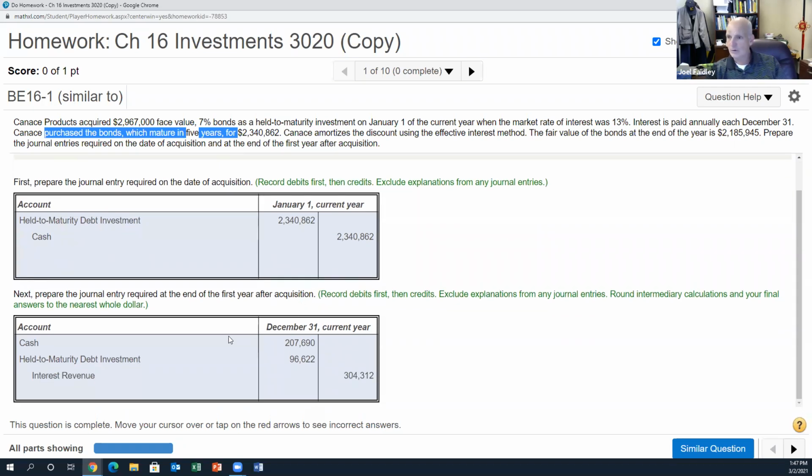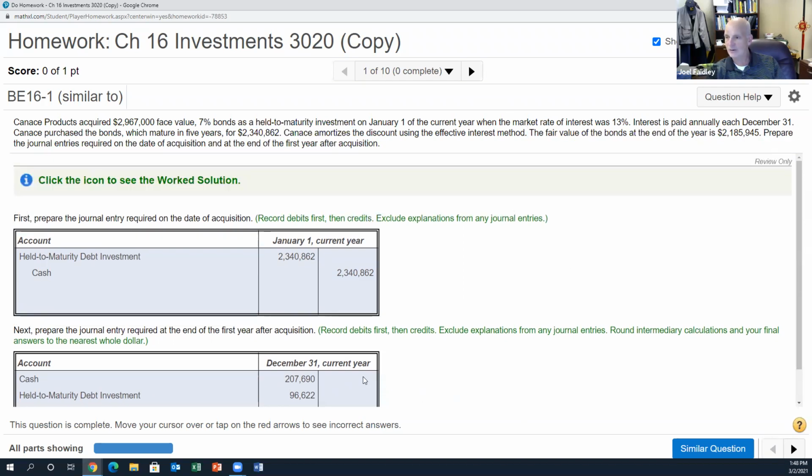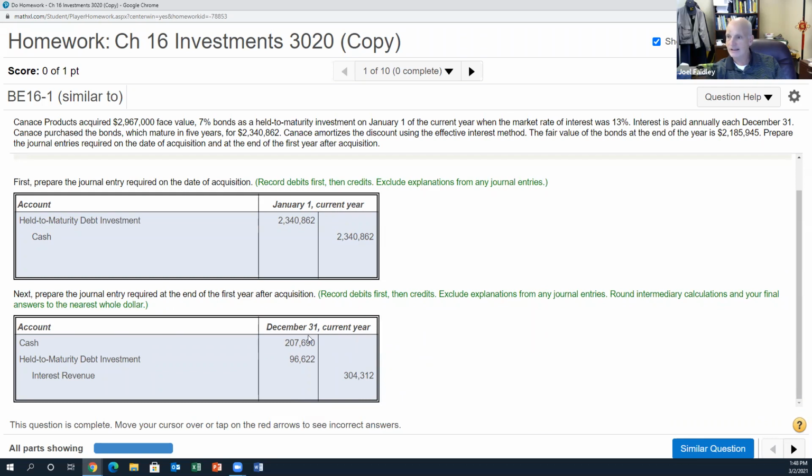So there's the entry for the held to maturity debt, and it tells us it's held to maturity. And so we don't recognize comparison to fair value unless the fair value option was elected, which we have in an exercise like that, I believe number 10 of these 10 exercises. But for purposes of this exercise, there is no comparison to fair value, even though it gives you the fair value of the bonds, 2,185,945. We don't do that comparison. So there's the cash I expect to receive each year.